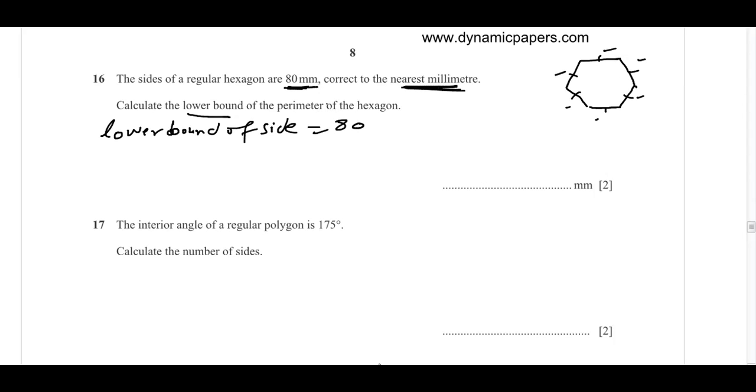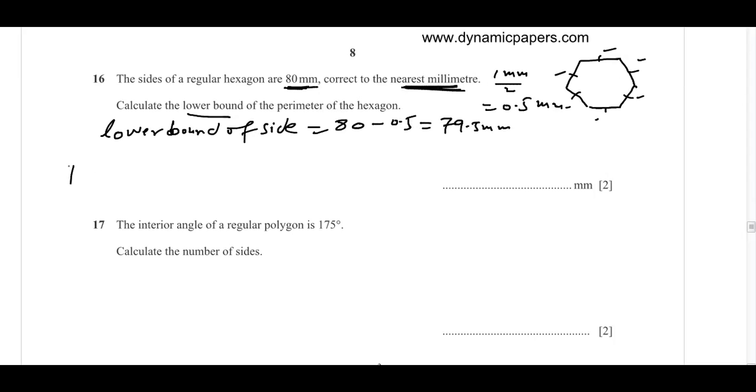How do we find the lower bound? We half the degree of accuracy. Degree of accuracy is 1 millimeter. Okay, if you half it, it will become 0.5 millimeter. Now, half of the degree of accuracy, for lower bound we will subtract. If it is upper bound, we add it. The detailed lesson about the upper bound and lower bound is already on the channel. You can go through that also. So it will become 79.5 millimeter.